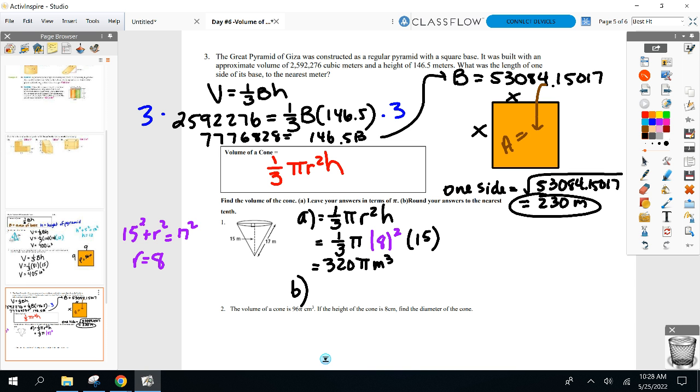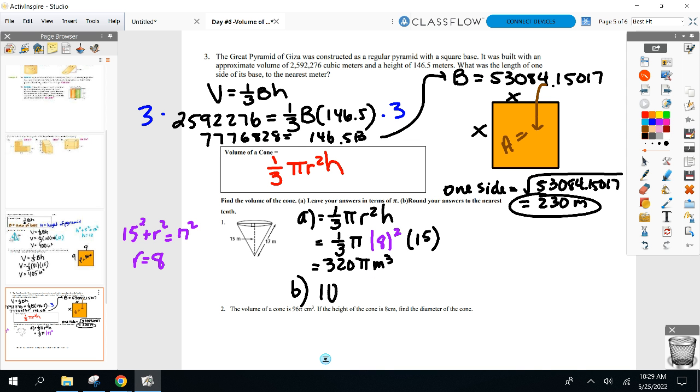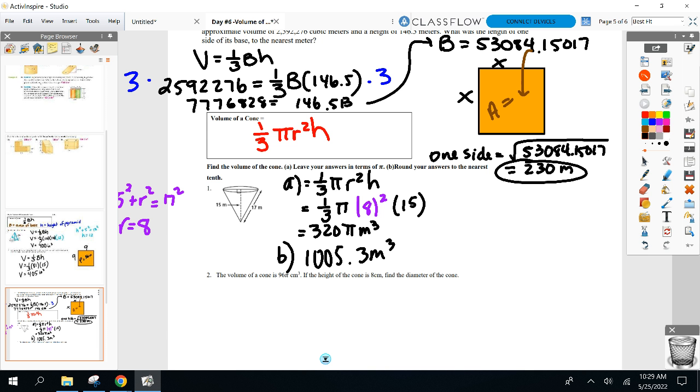All right, now give me that answer to the nearest 10th. Just practicing on the rounding. 1,005.3 meters cubed. Good work, everyone. Anything else?